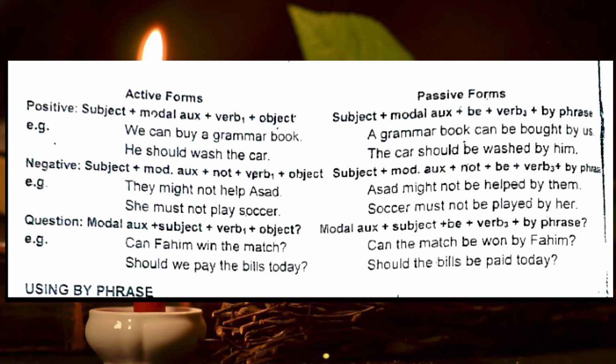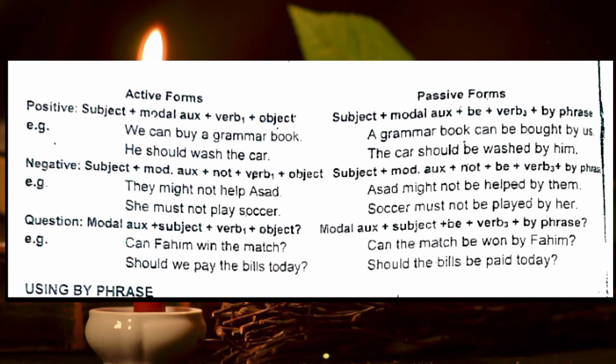Negative examples are: they might not help Asad. She must not play soccer. Passive forms: Asad might not be helped by them. Soccer must not be played by her. Question sentences: can Fahim win the match? Should we pay the bills today? The passives are: can the match be won by Fahim? Should the bills be paid today?